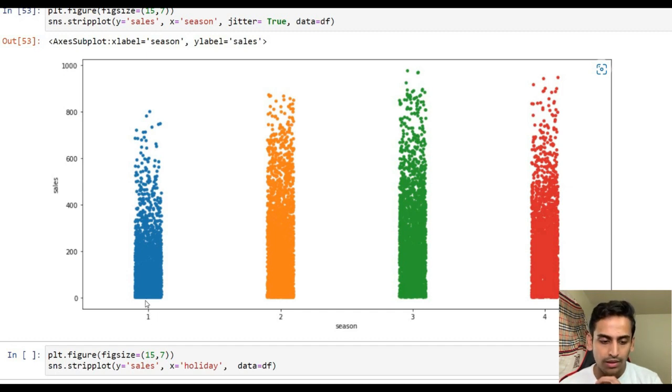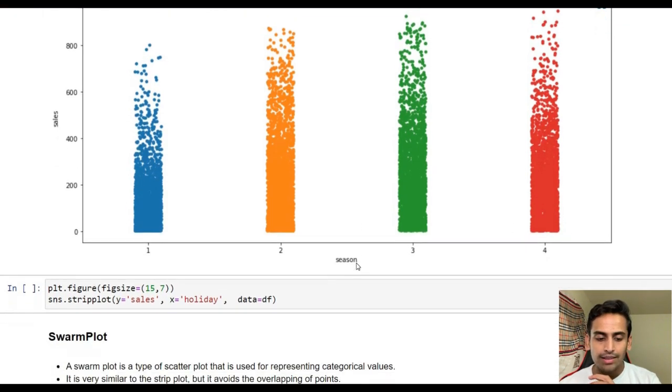For example, for season 1, the sweet spot or the more concentrated or density areas are between 0 to 200. And for season 2, it's between 0 to somewhere around 400. So that's where more overlapping and more concentration or density is happening. And same with season 3 and 4.